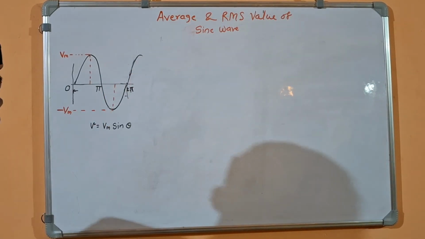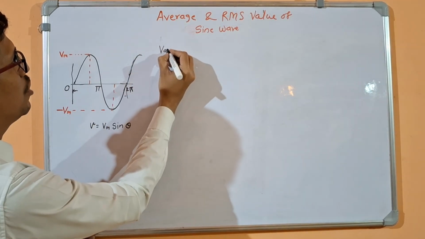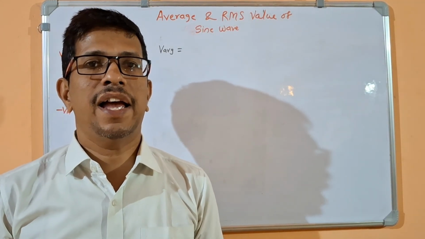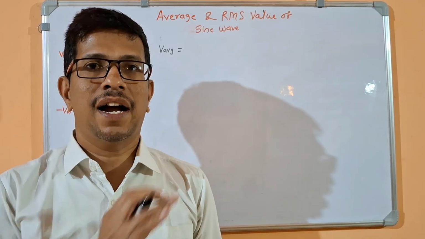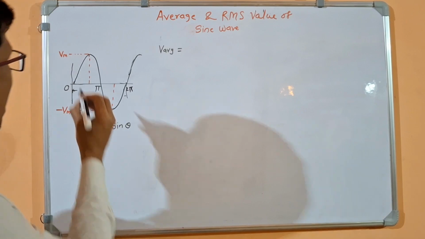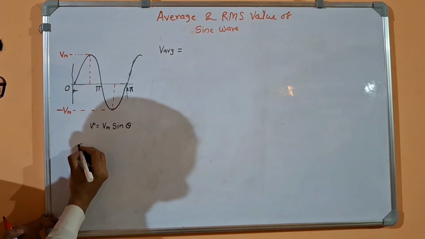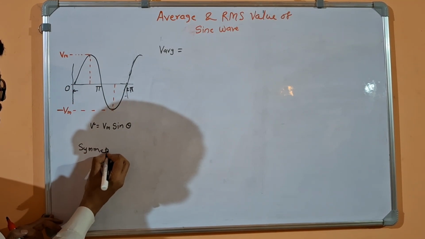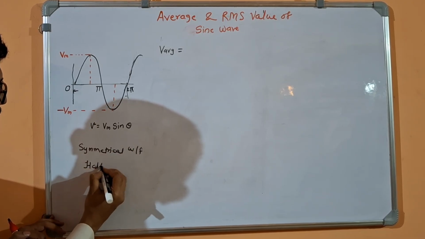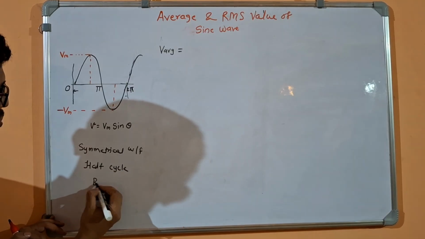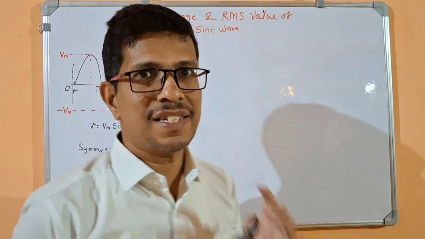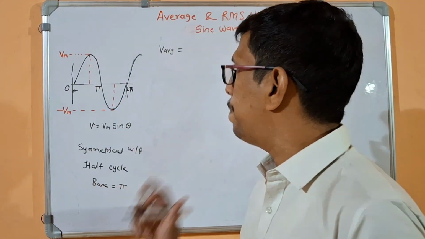Now first of all we will find the average value for the voltage, V average. According to the definition of average value, we have to consider the area under the curve, that is area under the complete cycle divided by the base of that cycle. But as this is a symmetrical waveform, we will consider only half cycle, for which base will be pi.